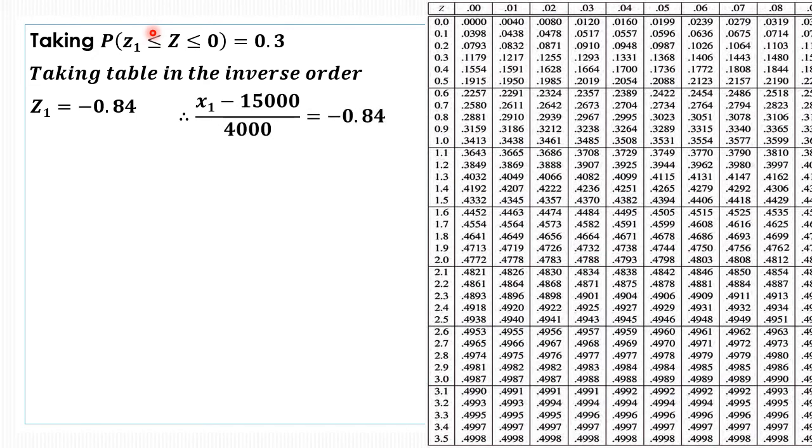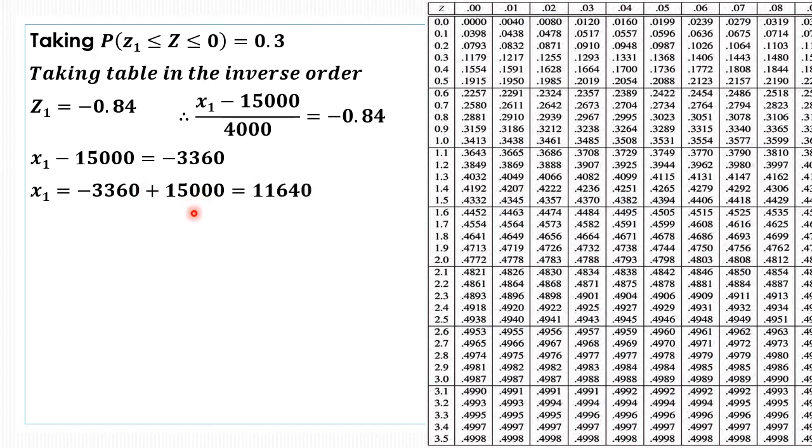So we will change the side of 4,000 and multiply this negative value with it, and we will get x1 minus 15,000 is equal to negative 3360. So change this 15,000 to the opposite side. Negative 3360 plus 15,000 is 11,640. So the lower value for x1 is 11,640.